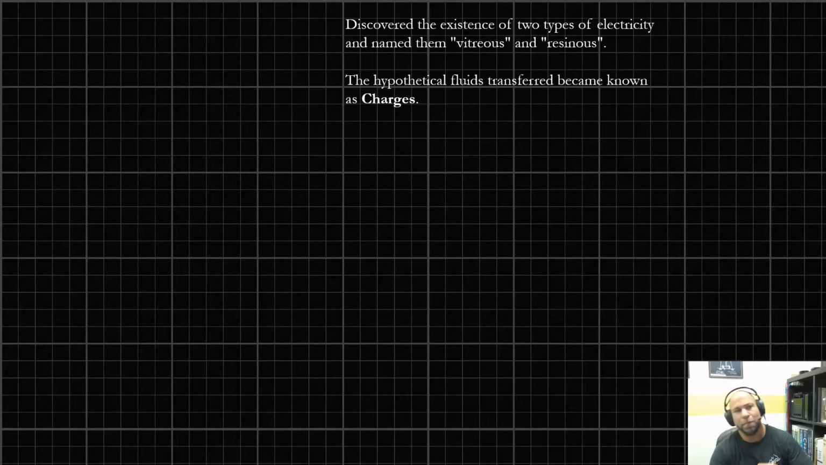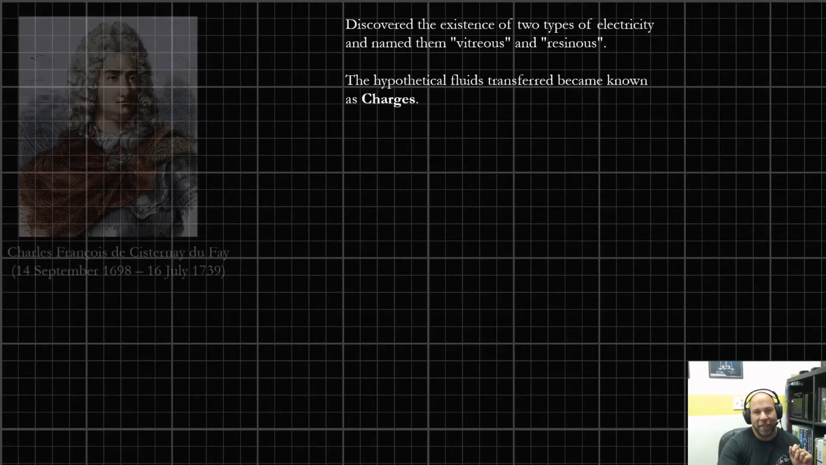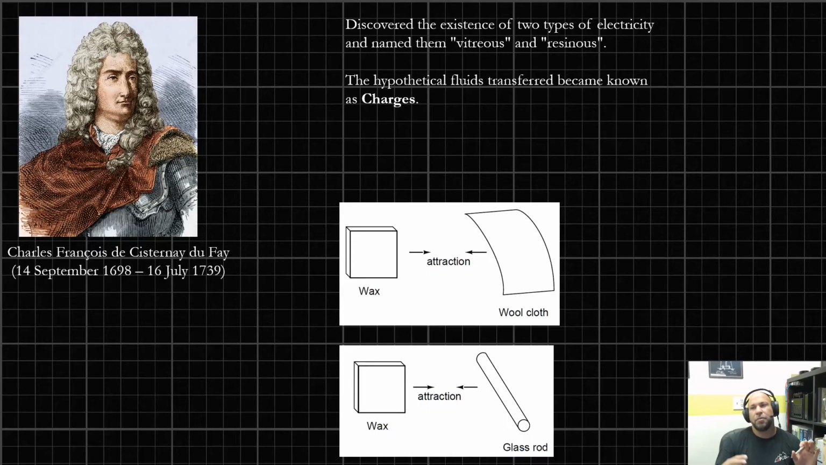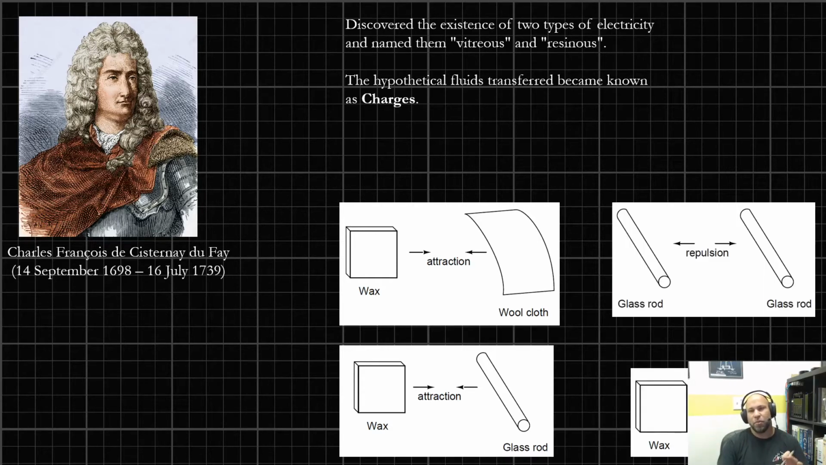So let's fast forward 2,200 years, and we've got early experimenters still trying to solve this problem. They recognized that unlike items or materials would attract towards each other, while like items for some reason would repel. There was a very prominent thinker during that time, Charles Francois Dufay, and he thought that there were two different types of electricity going on. These two different electrical forces, he named vitreous and resinous.